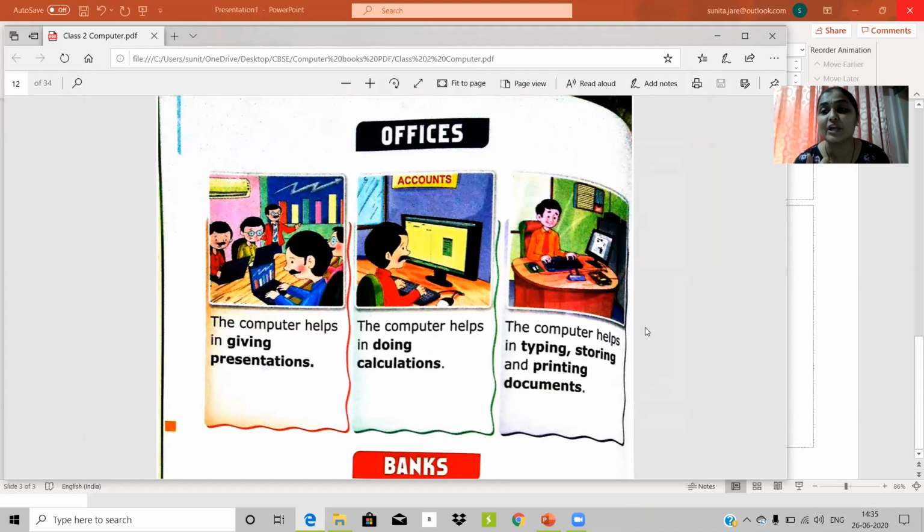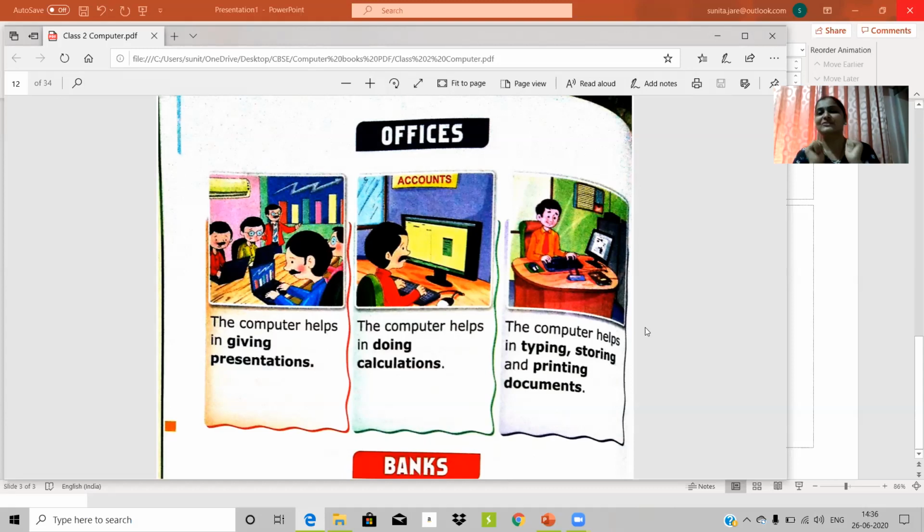Say after me. To give presentations. Very good. To give presentations. Very good. Second, doing calculations. Doing calculations. Very nice. Third, typing, storing, and printing documents. Typing, storing, and printing documents.